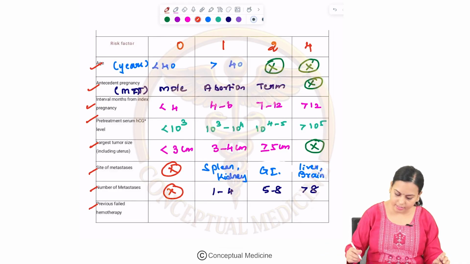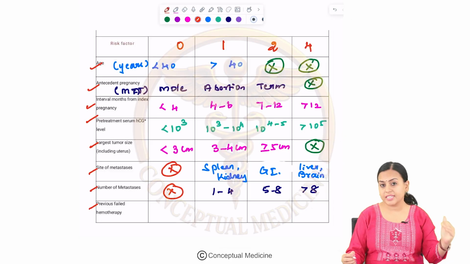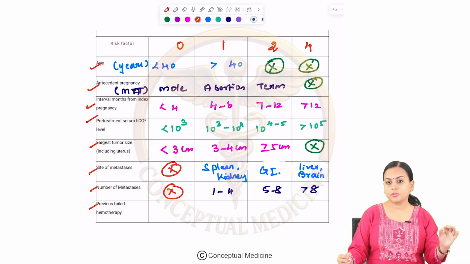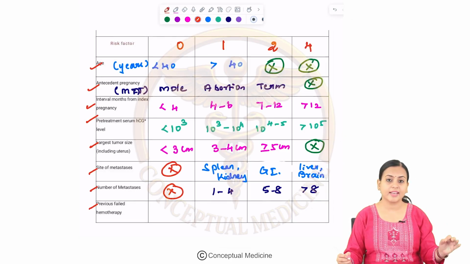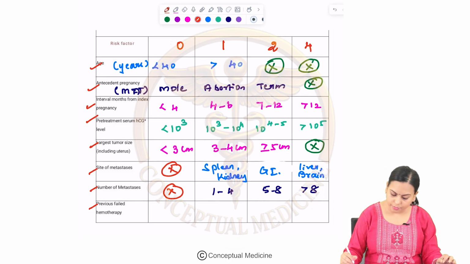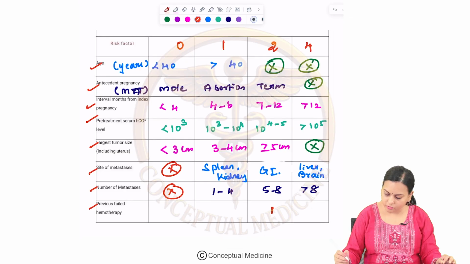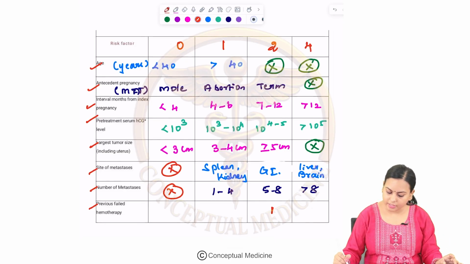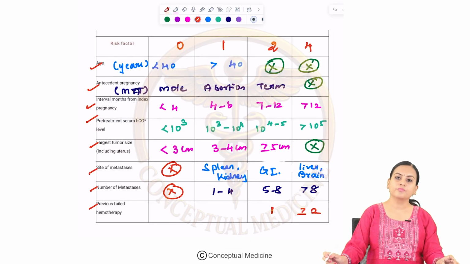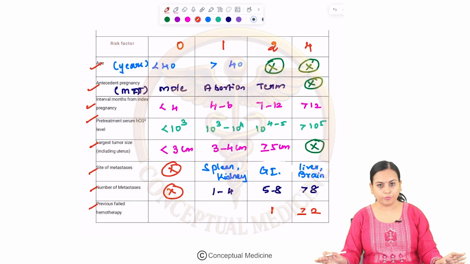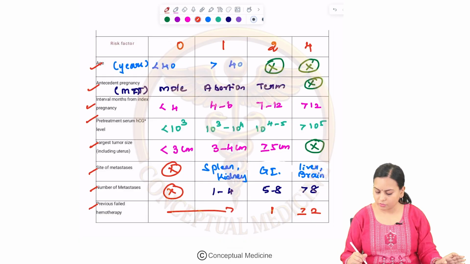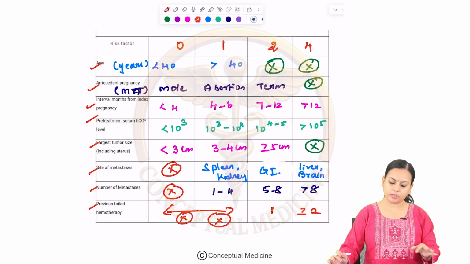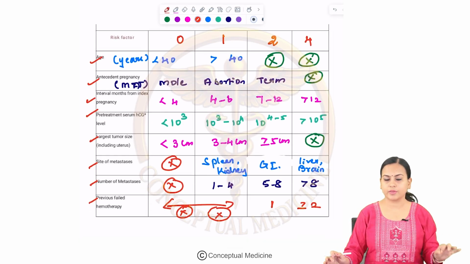And the next one is previous failed chemotherapy. If chemotherapy has been used and it has failed, okay. So, previous failed chemotherapy with one drug includes score 2, then if it is involving more than or equal to 2 drugs, then it involves score 4. Clear? So, here 2 readings you do not have. So, this is all about the scoring system for GTN, that is very important.